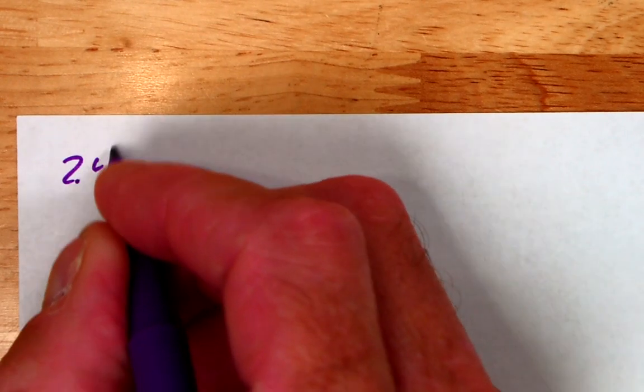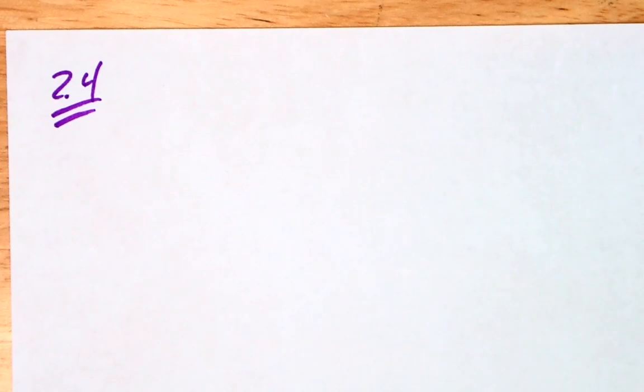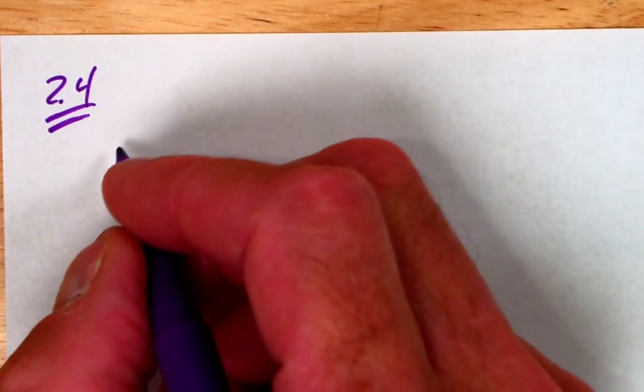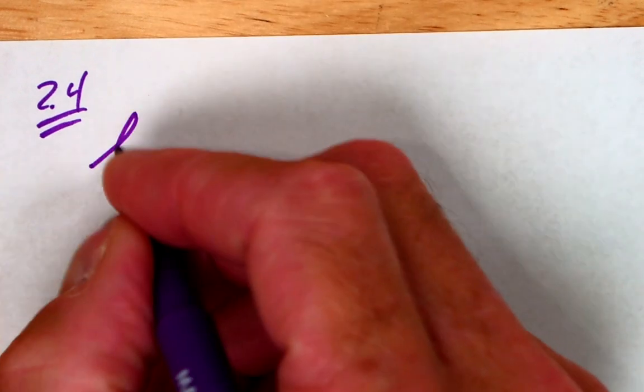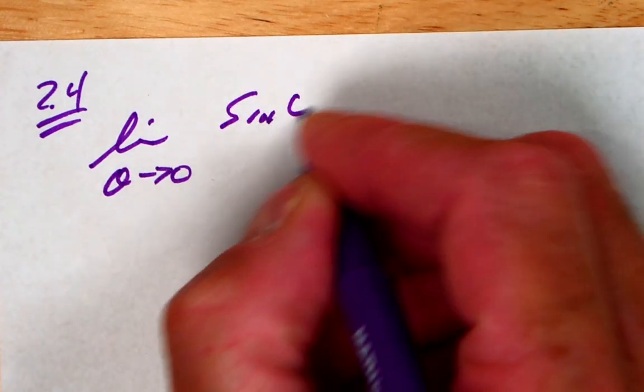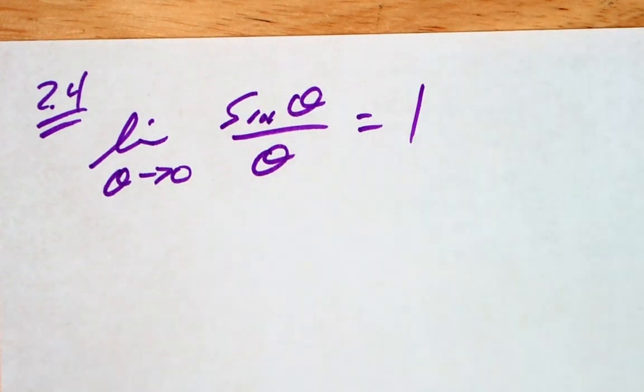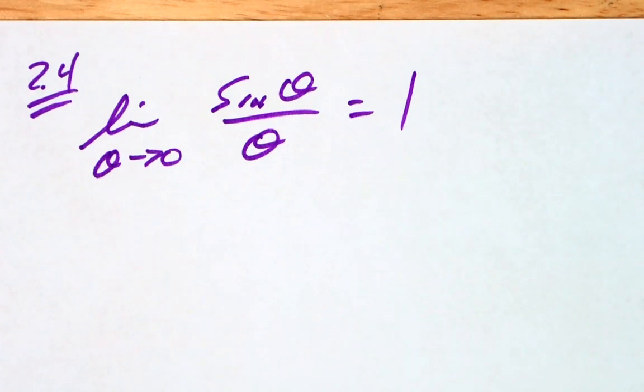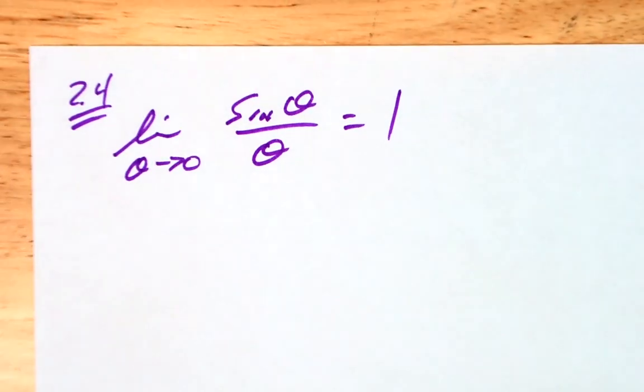Okay. Today we're going to stick in section 2.4. We're going to be dealing with this limit here. The limit as theta approaches 0 of sine theta over theta is 1. We're going to be using that quite a bit. Okay?